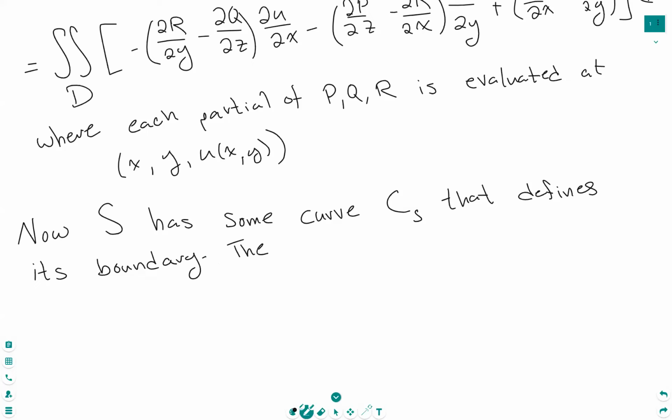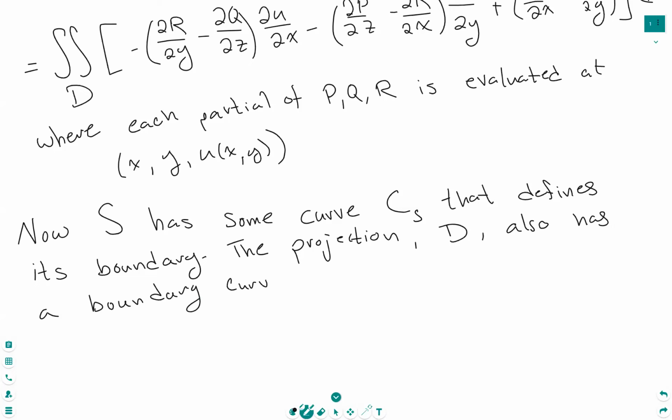The projection D also has a boundary curve called CD. Both of these curves can have parametric representations.